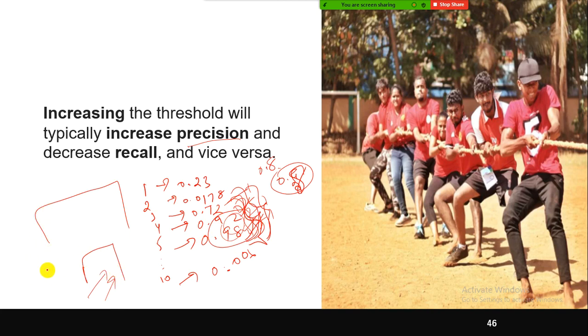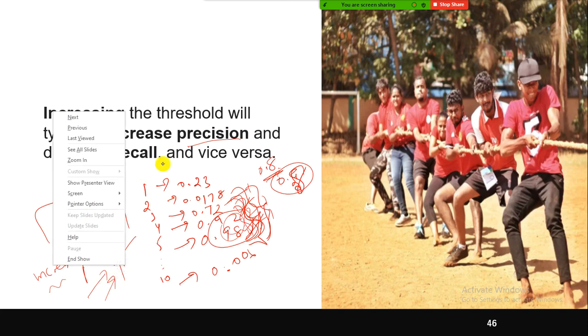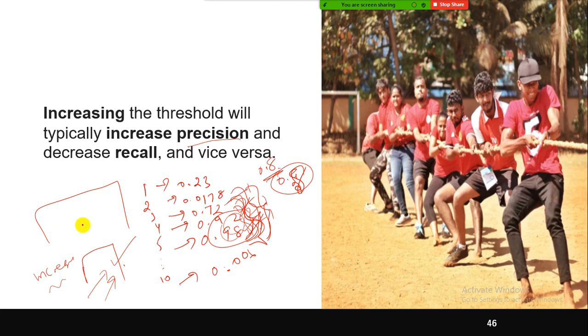Here, when you increase the threshold to 0.8, these two values, the accuracy is very good. But the number of observations gets reduced. But when you increase the recall, all the values will be considered as 1, but some of these are false positives or false negatives.